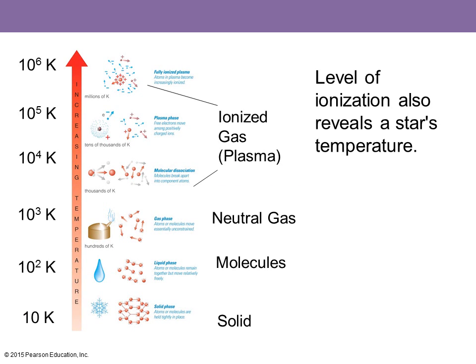The level of ionization also reveals a star's temperature. So in other words, the hotter a star is, as you go up in this diagram, you get different types of ionization of the atoms or molecules. So that's something that's detectable as well.